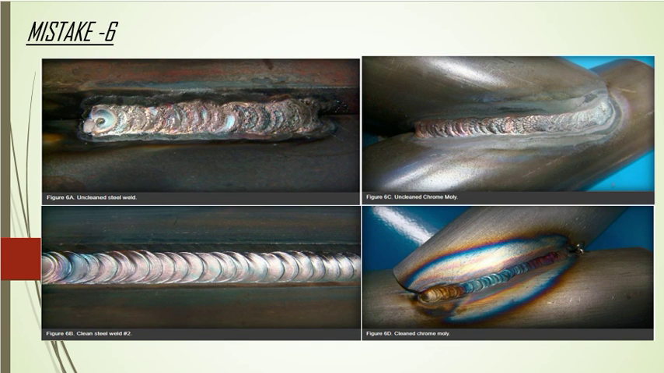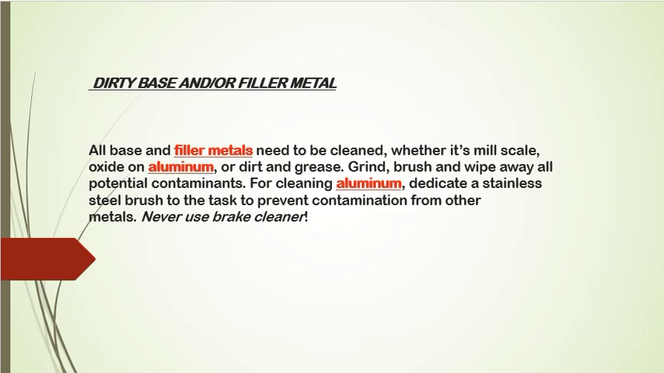So mistake 6. What is mistake 6? Uncleaned steel weld. This is the uncleaned one on one side, and the bottom side is the clean steel weld, and the upper side you see on the right hand is the unclean chrome moly, and this is the clean chrome moly. So how can we detect this and how can we prevent it?